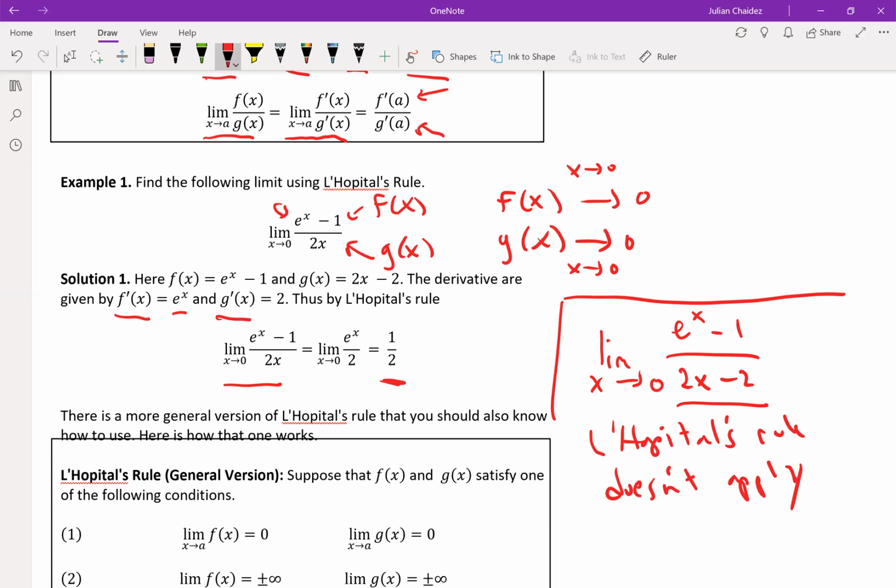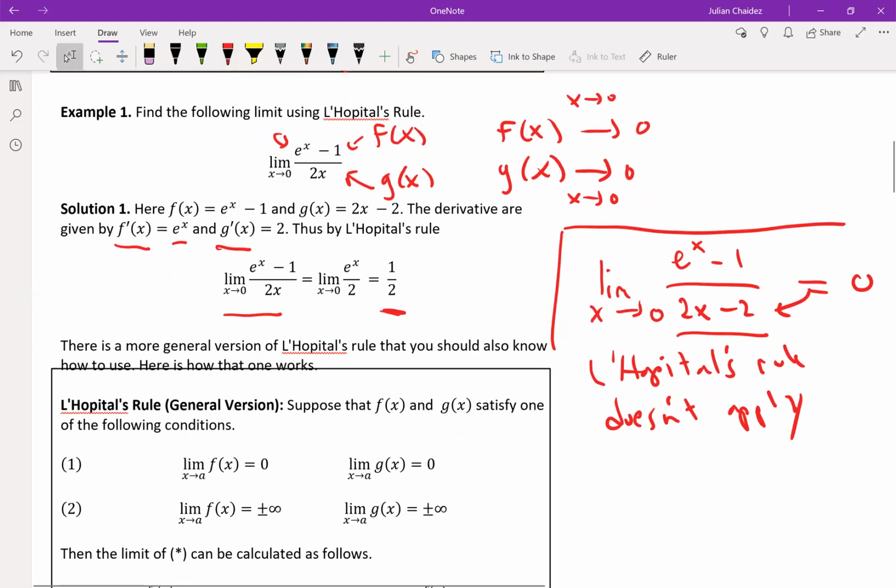The reason is that the bottom function as x goes to 0 doesn't limit to 0. It limits to something finite. In this case, you can see that the top thing limits to 0 and the bottom thing limits to -2. So here the limit is just 0.